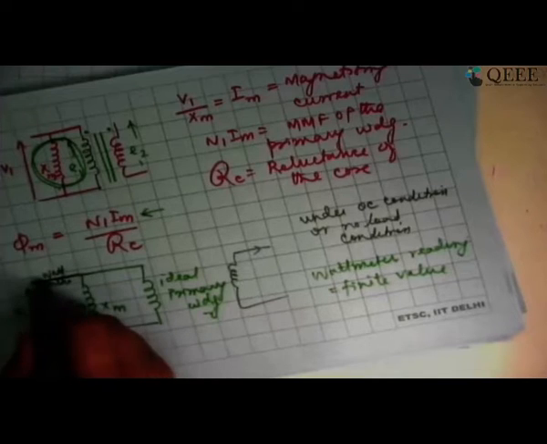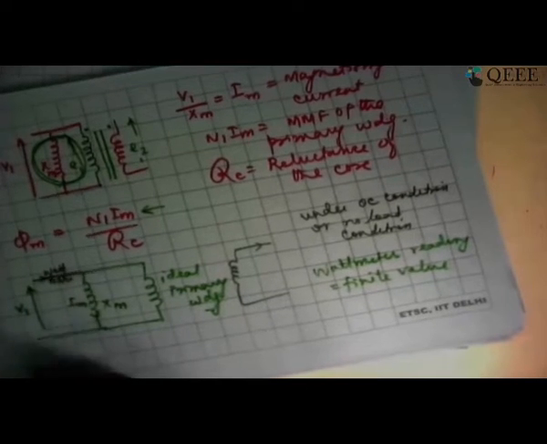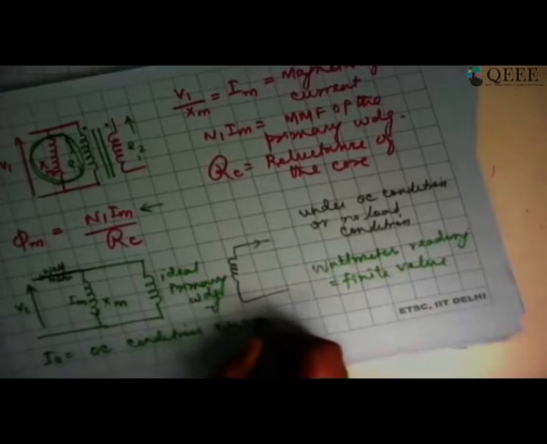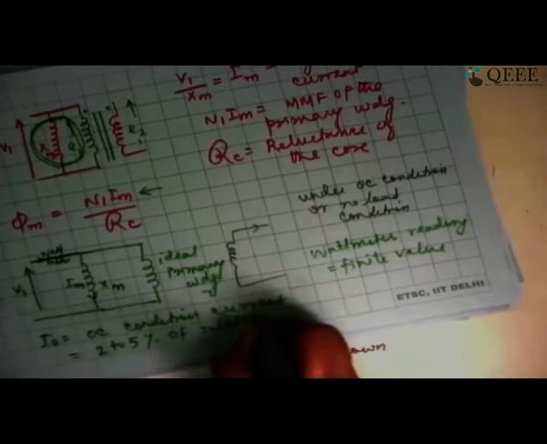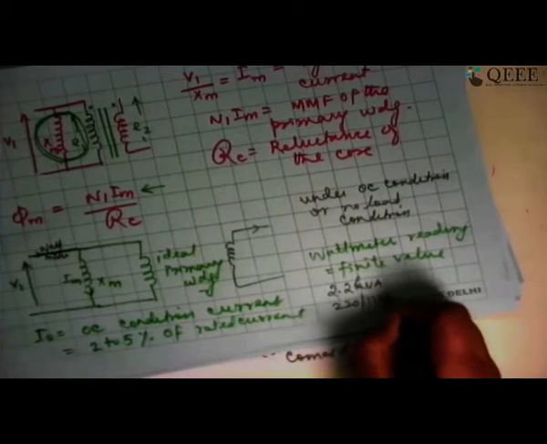This is because of the fact that there is some amount of power loss taking place within the core. The current drawn when the transformer is completely open circuited on the secondary side, under no load or open circuit condition, is only about 2 to 5% of rated current. I hope you all know what rated current is. If I say that it is a 2.2 kVA, 220 volts divided by 110 volts transformer, right?